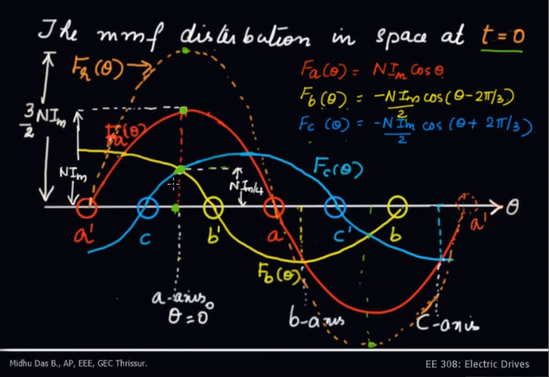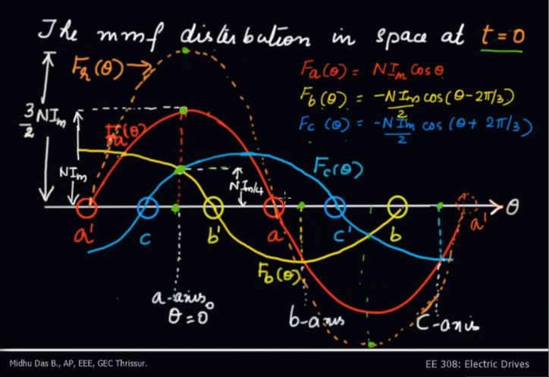You can see this figure if you refer to Bimal K. Bose, and I have just explained this sinusoidal distribution of MMF in space. So this is the positive B axis, this is the positive C axis.